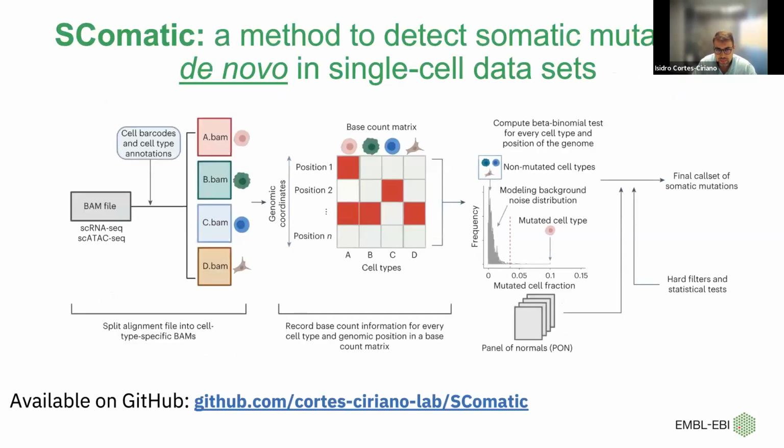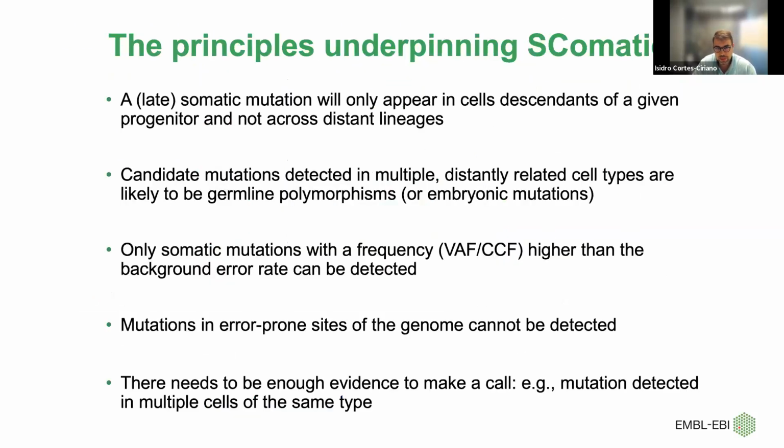With all that background, we decided to develop SComatic, which is a method that can detect somatic mutations. And by mutations here, I refer to single nucleotide variants, de novo, in single cell profiling datasets. And by that, I'm referring to single cell RNA-seq and single cell ATAC-seq, as I will show you in a bit. So what are the principles?